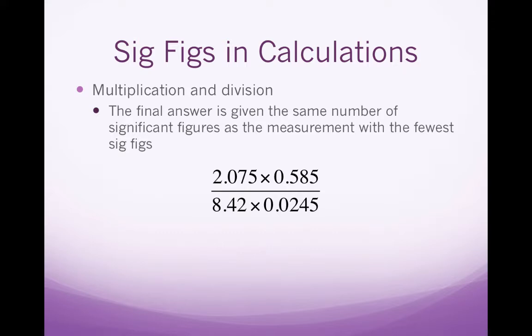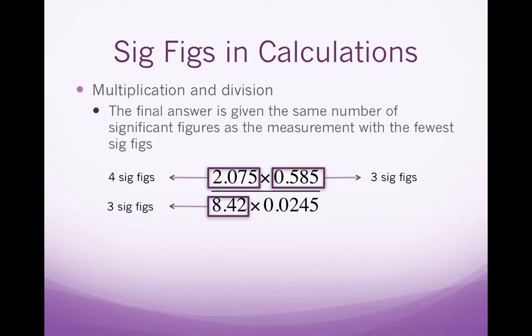Okay, here are the rules for multiplication and division. So in multiplication and division, the final answer is given the same number of significant figures as the measurement with the fewest sig figs. So let's look at this example. 2.075. That's 4 significant figures. The 3 non-zero digits, and that 0 is significant because it's sandwiched. 0.585 is 3 significant figures. That 0 is not significant because it's at the beginning of a decimal place. It's just a placeholder. 8.42 has 3 significant figures, all non-zero digits.